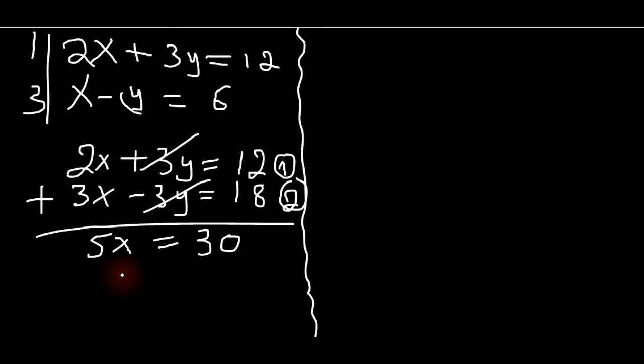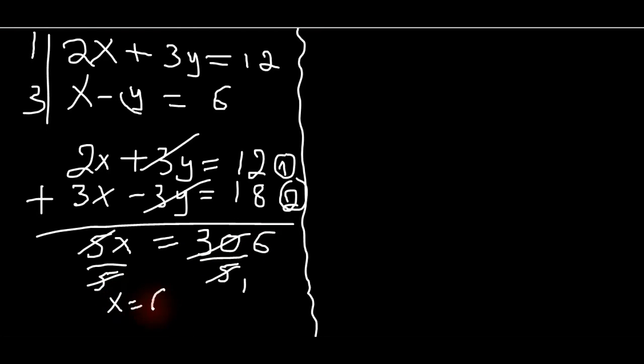We are now going to divide both sides of the equation by 5 in order to get the value of x. So 5 is going to cancel out. 5 cancels 1, cancels into 30, 6 times. So x is equal to 6. We are now going to use 6 for x and substitute that value in either equation 1 or 2 in order to get the value of y. I'm going to use equation 1.